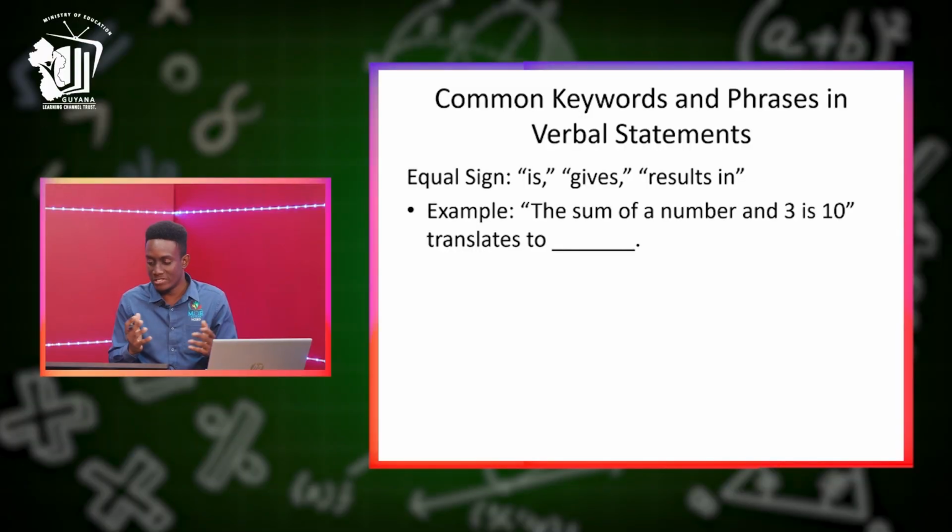Next, we will have the equal sign. Instead of seeing equal to, you will see phrases and words such as is, gives, or results in. For this example, it says, the sum of a number and 3 is 10. This is telling you that this part is equal to 10. The sum of a number and 3, we don't know what the number is, so this could be x plus 3 is 10. This is equal to 10. And that's how you can translate that statement.